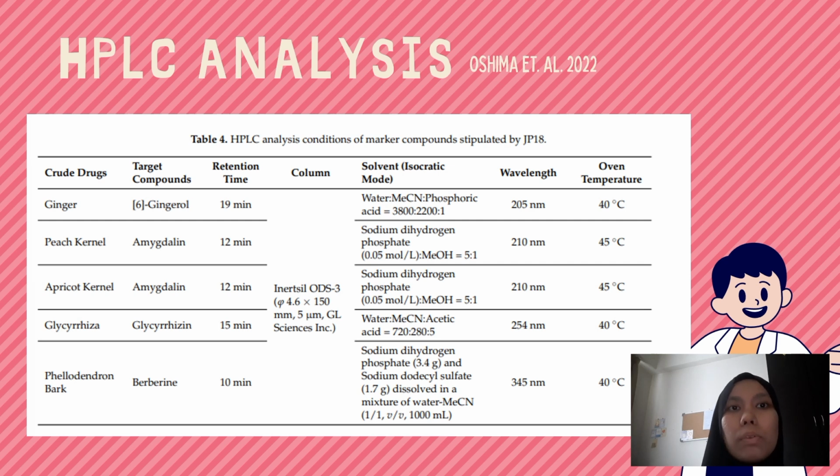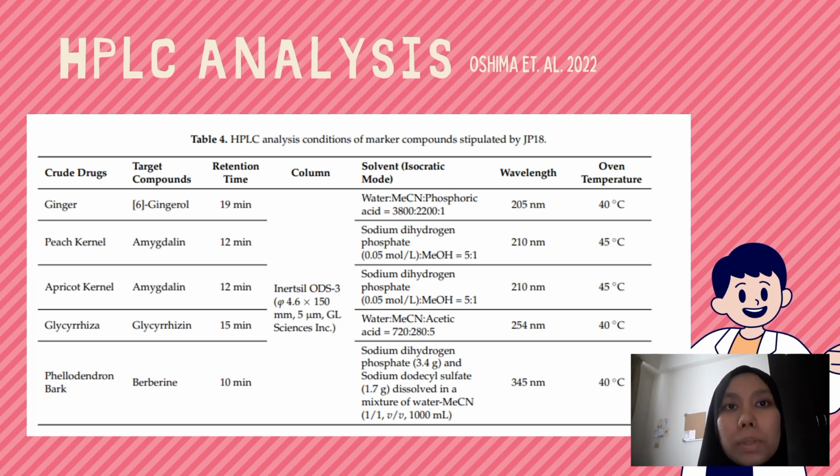In this high performance liquid chromatography, it will undergo the instrument, and then from the result obtained, we will get the retention time. For the ginger, the target compound is 6-gingerol, and we get a retention time of 19 minutes, which is longer than other crude drugs. For the phellodendron bark, we get 10 minutes for the target compound berberine, which is a shorter retention time than other crude drugs.